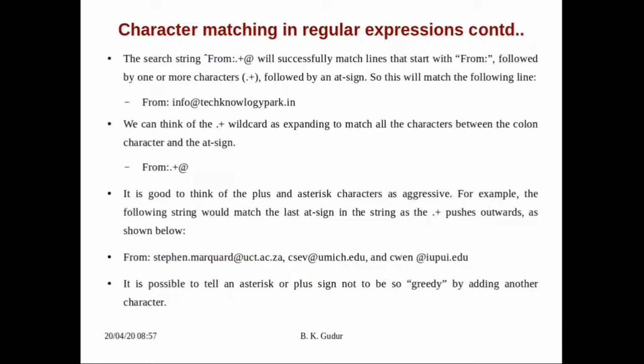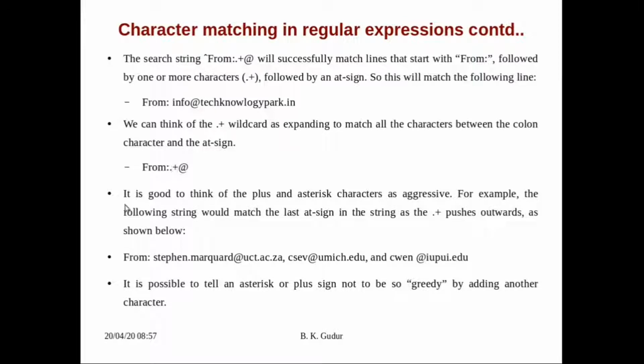If we proceed further, the search string ^From:.+@ will successfully match lines that start with From: followed by one or more characters followed by an at sign. So this will match a line like From: so and so info at so and so. We can think of the .+ wildcard as expanding to match all the characters between the colon character and the at sign, meaning between the colon and the at, it can match any number of characters.